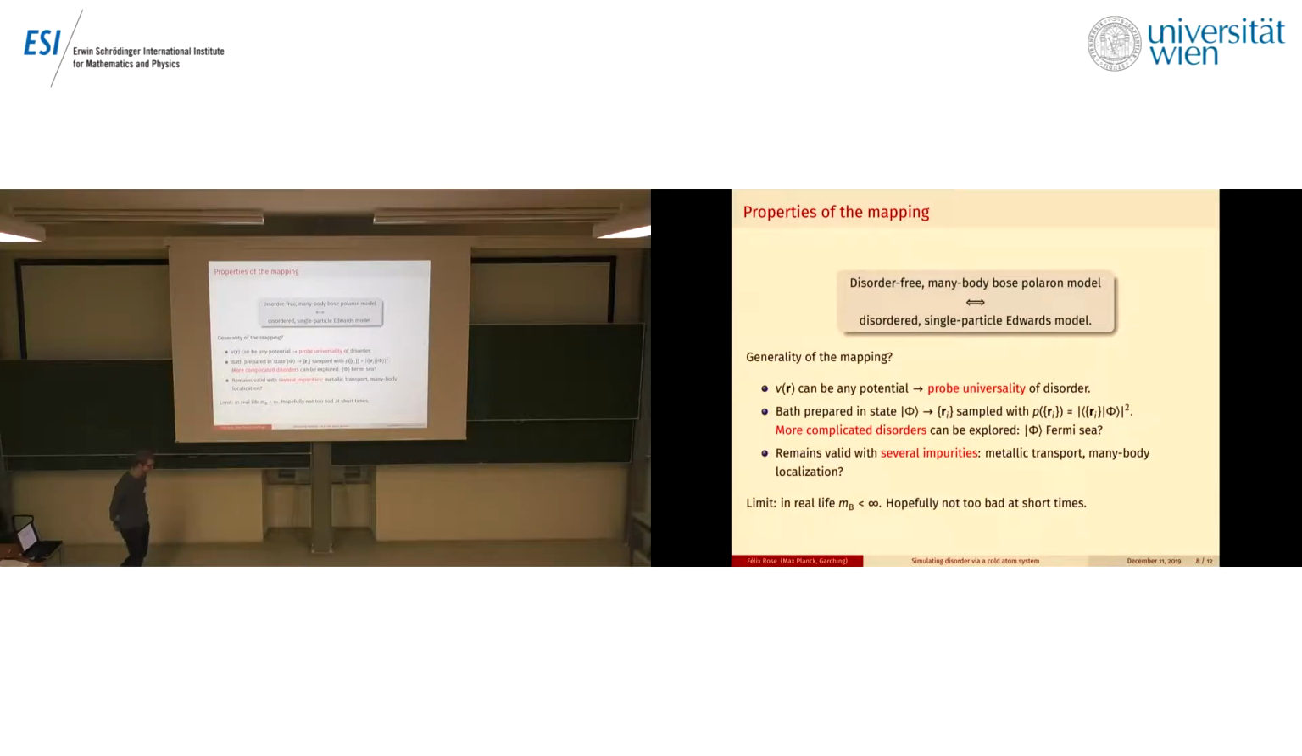So you can probe more complicated models of disorder, and even if you're a bit crazy, change the bosons for fermions and look at this probability distribution, which would be the ground state of a Fermi sea, which would be very complicated and with long-range interactions. Lastly, this mapping remains valid if you start to add in several impurities. So let's say you could consider a Fermi sea of impurities and make a transport experiment, and you would like to probe metallic behavior. Or you can add interactions between these impurities and check the interplay of many-body physics, interaction physics, and disordered physics. Of course, this mapping is limited in one big way, and this is that in real life, the mass of the bosons will necessarily be finite.